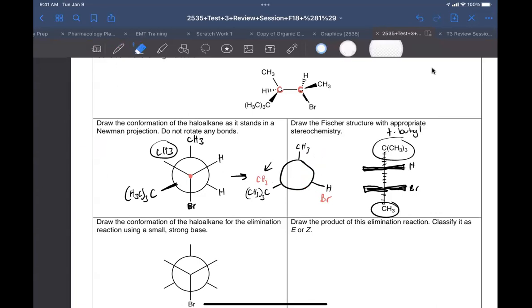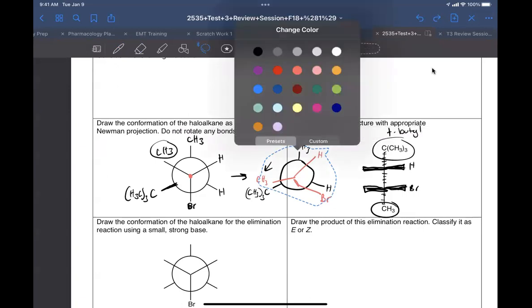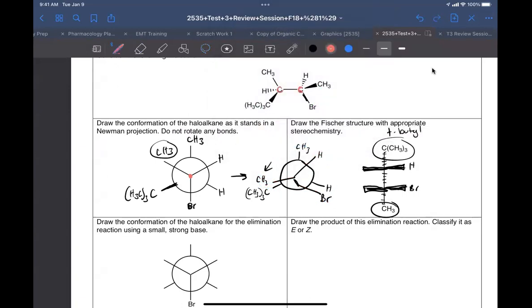Maybe I should make all this black and then show. I have an idea. Let's make that black. These are wedges. And these are dashes in the Fischer structure. These groups are wedges, and then whatever H's we have are our dashes. And then again, whatever we have over here, CH3 and H, we just slap on this side, all right? Because they're in the same plane, they match up.